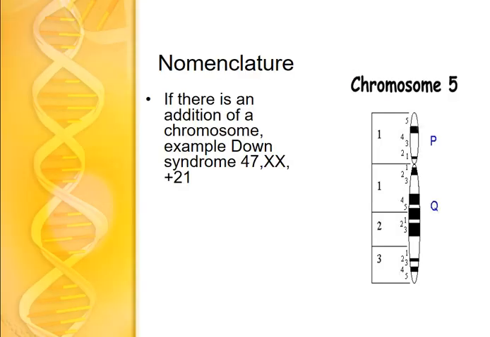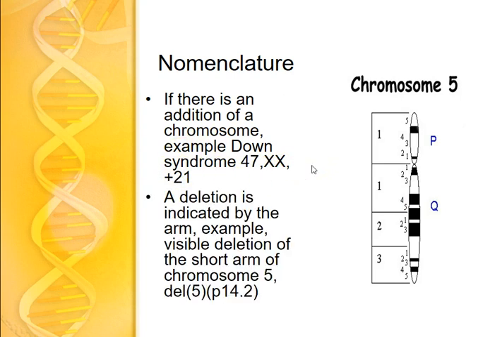So, nomenclature. If there is an addition of a chromosome, for instance in Down syndrome, instead of 46, it'll say 47, XX or XY, and then it'll say which chromosome is extra. If there's a deletion, for instance, a visible deletion on the short arm of chromosome 5, if it says 5p14.2, if it just has one breakpoint, that means everything above there is deleted.